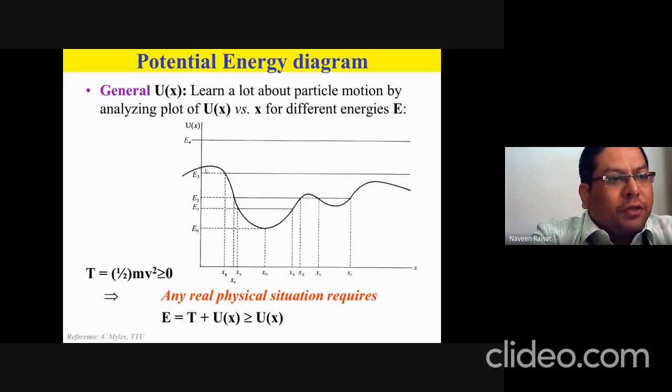This curve is giving you the value of the potential of a particle, or the potential function, and it is varying with the position x. At different positions x, the object might have a different amount of potential energy, depending on this function that is shown here in dark.